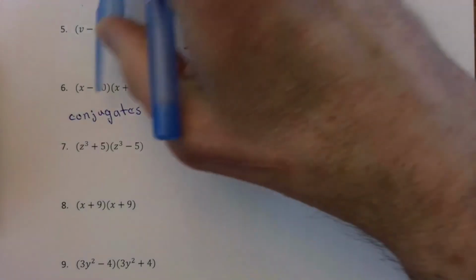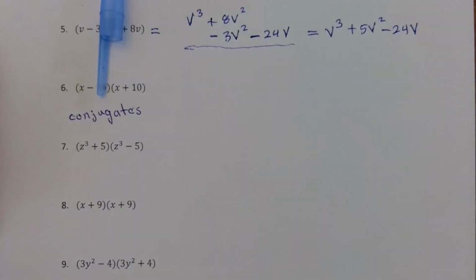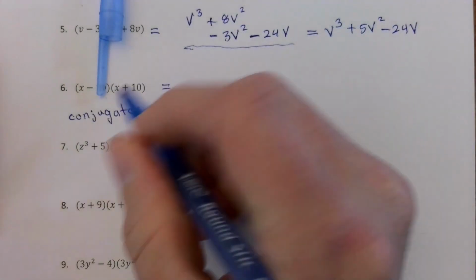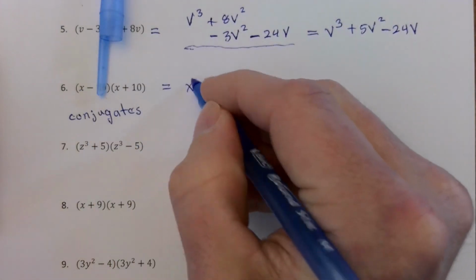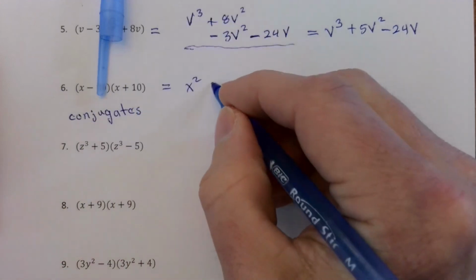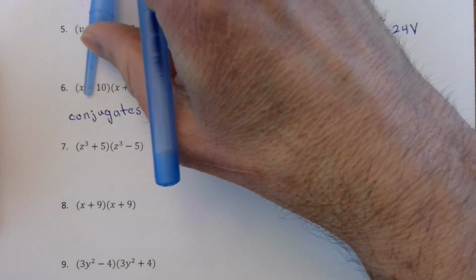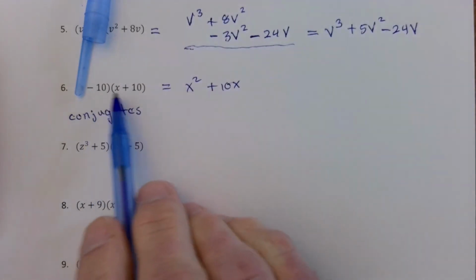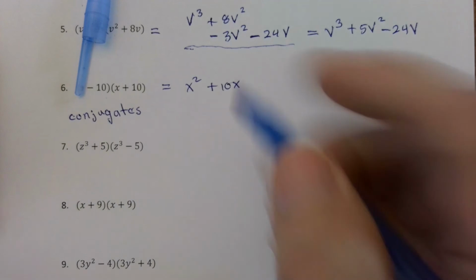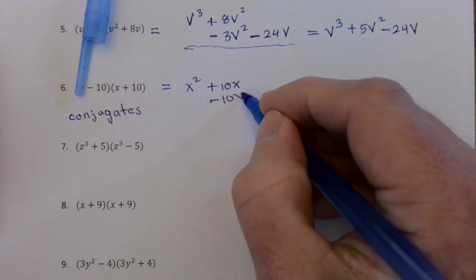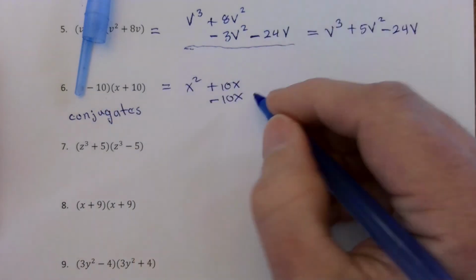Okay, cover up the 10. Multiply through with x. X times x is x squared. X times 10 is 10x. Now multiply through with the 10, but it's a negative 10. Now 10 times x is still 10x, but with a minus sign it looks like this. And 10 times 10 is 100 with a minus.